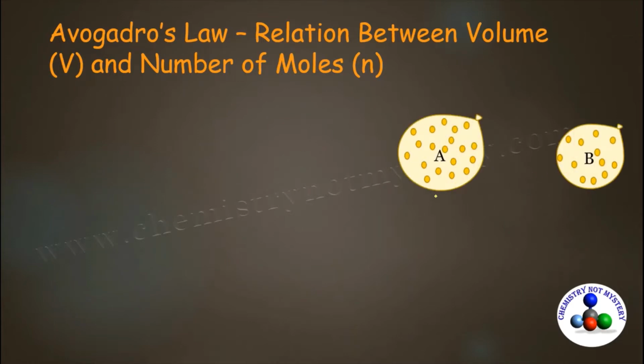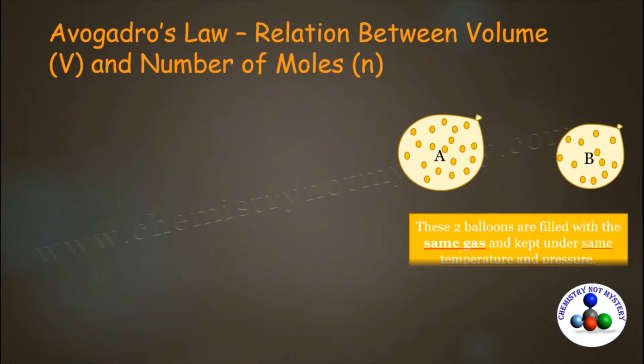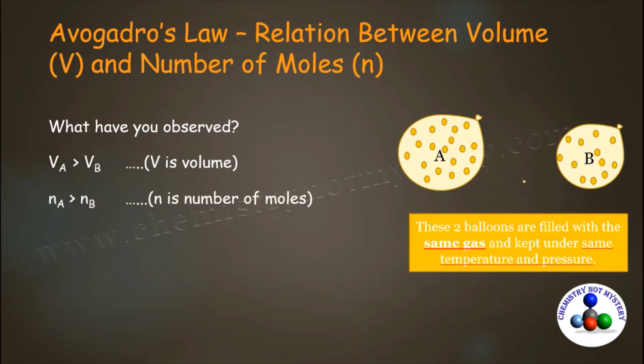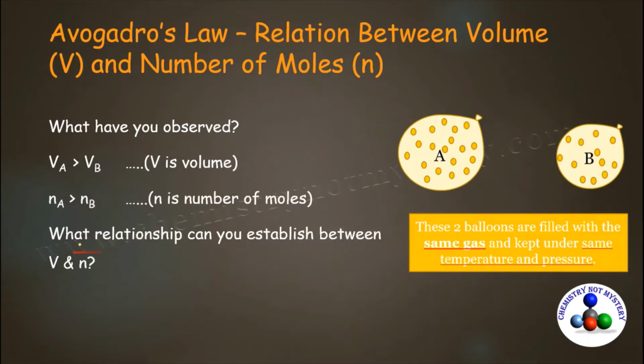There are two balloons, balloon A and balloon B. Both the balloons are filled with the same gas under the same temperature and pressure conditions. So what have you observed here? Volume of balloon A is bigger than the volume of balloon B. Balloon A contains more moles as compared to balloon B. So what relation can you establish between volume and number of moles? Greater the volume, greater will be the number of moles. That means volume is directly proportional to the number of moles at constant pressure and temperature.